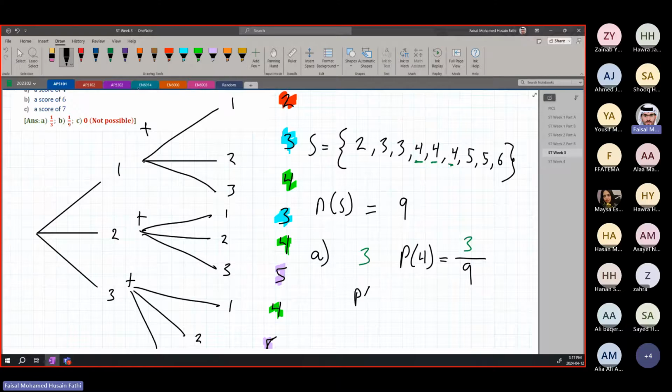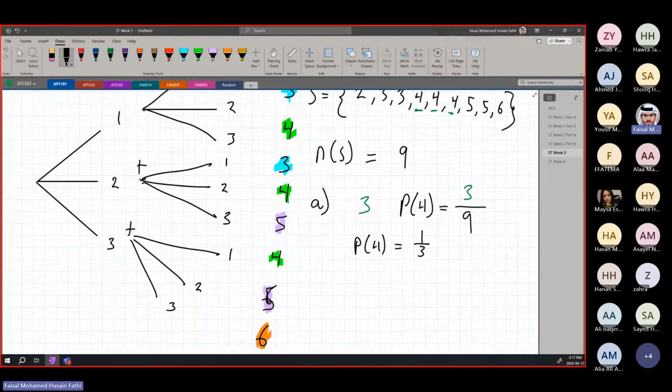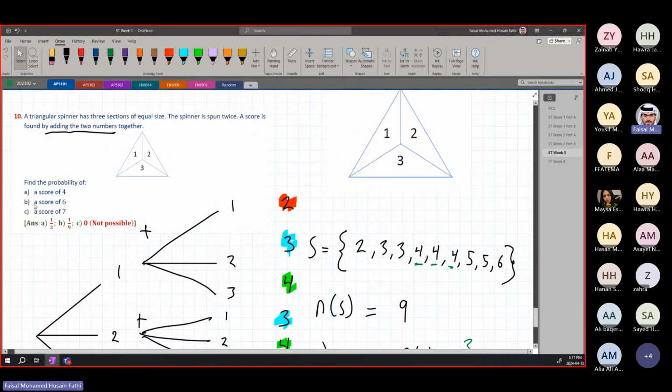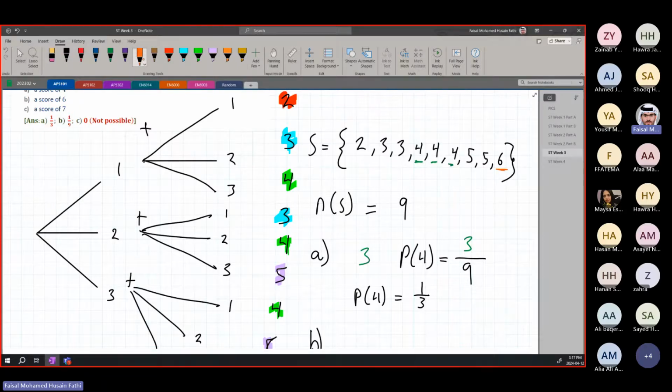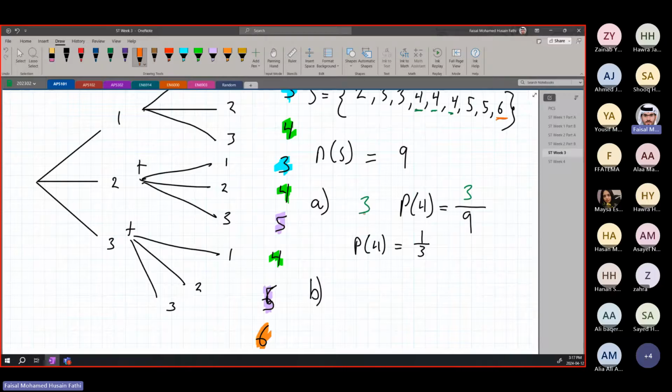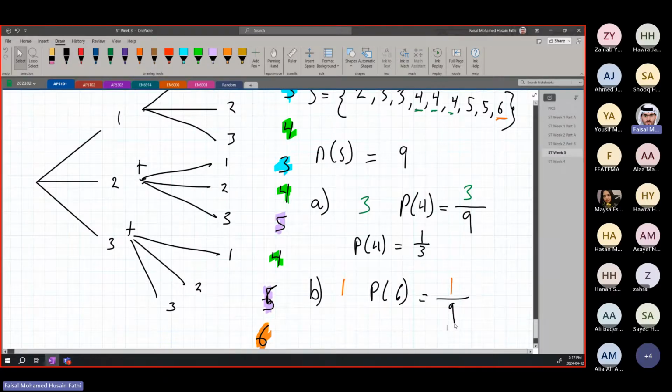In other words, P of 4 is equal to 1 over 3, if you just simplify 3 over 9. Part B, it says a score of 6. So how many times is 6 occurring? 6 is only occurring one time over here. That's it. So it's only occurring one time. So P of 6 is going to be equal to 1 over 9. Okay? So 3 over 9 and 1 over 9.